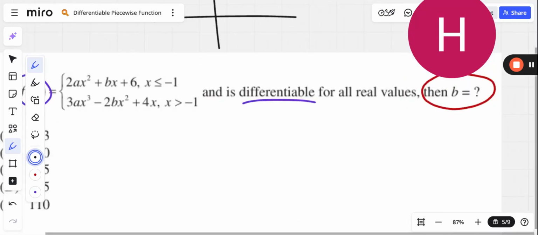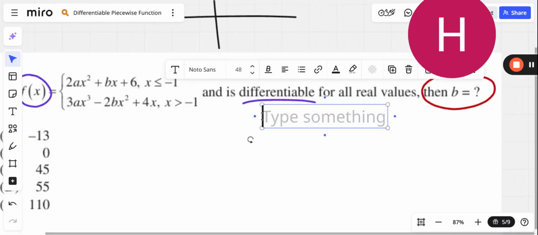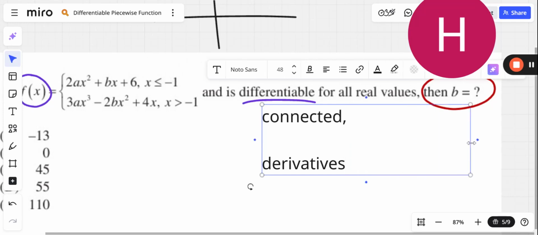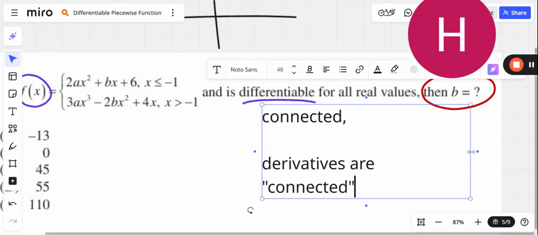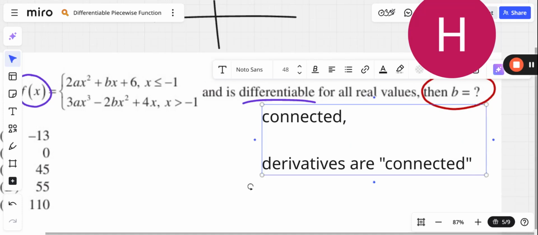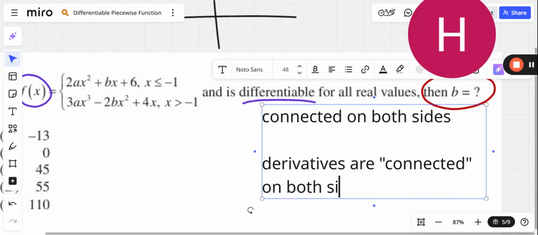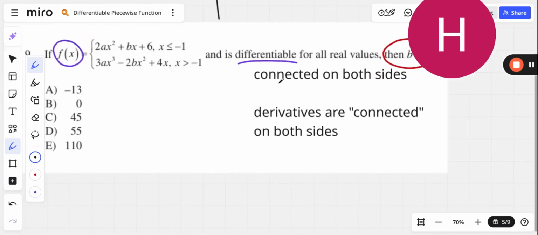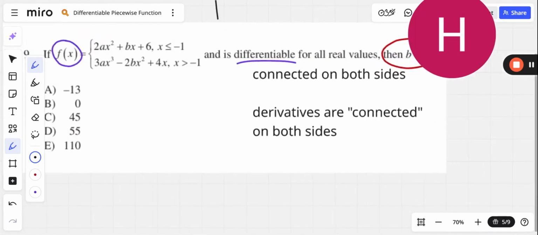Now, if it's differentiable, that means that it's connected, but also the derivatives on both sides are connected. It may seem weird to call the derivatives connected. So what do I mean by connected on both sides? What I mean is that the left and the right side have the same derivative. So we're going to have to use both of those facts in order to solve for b.